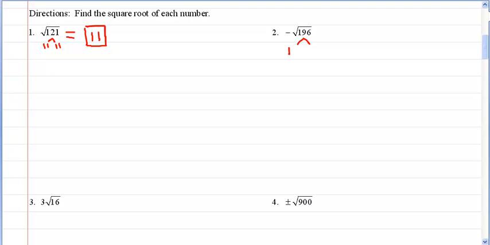For number 2, 196, the two numbers that multiply to 196 are 14 and 14. So I'm doing this problem the same way. Just this negative in front means to include a negative in the answer, so the answer is just negative 14.